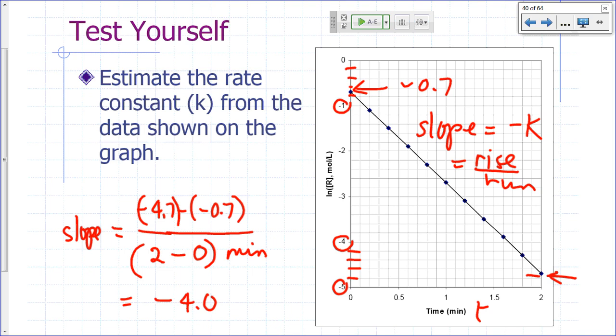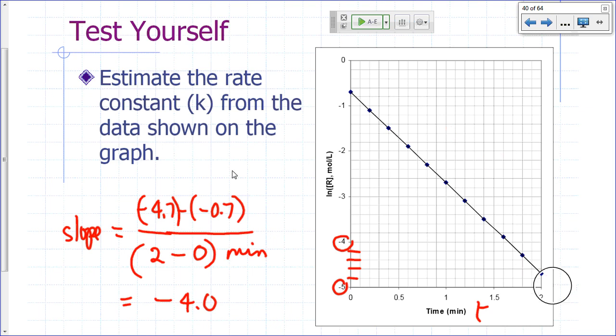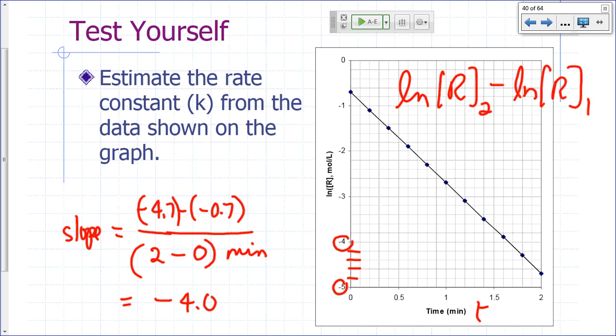What's the unit for concentration of R? Moles per liter, right? Think of it this way. Our numerator would be natural log of R at point number 2 minus natural log of R at point number 1. You pick 2 points. So let's call this point number 2 and point number 1. This is like y2 minus y1. That's your rise, correct? So what would be the unit for the difference of 2 logs of the same type of quantity? Remember your identity?